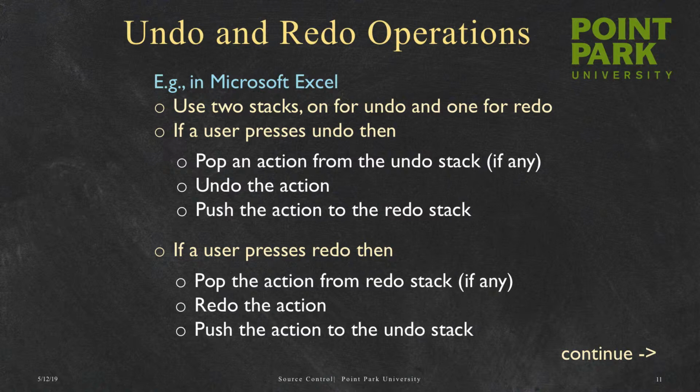So let's say that you had this sentence here and you're like, oh my gosh, that doesn't make any sense. You undo, takes it back. So you're popping the action from the undo stack and removing it. You're undoing that action. You're pushing the action to the redo stack. So the right arrow to the right is maybe you have something else that you want to add in. If a user presses redo, then pop the action from the redo stack, if any, and redo the action.